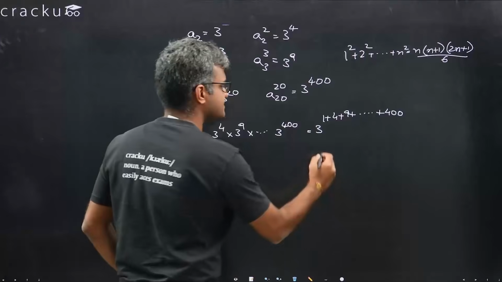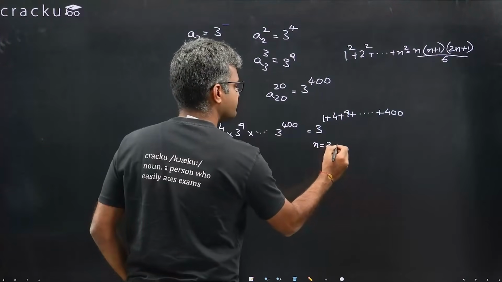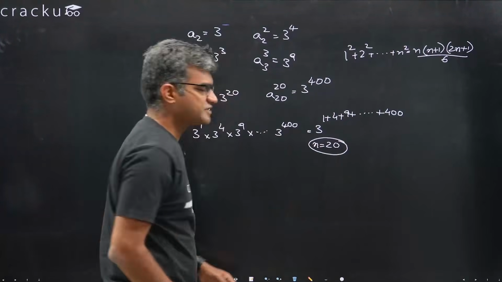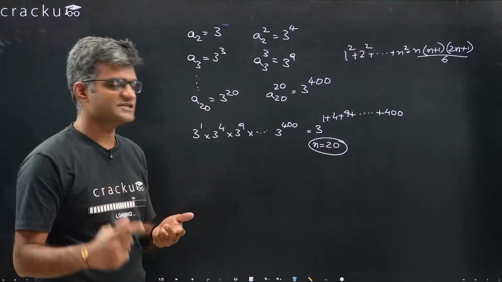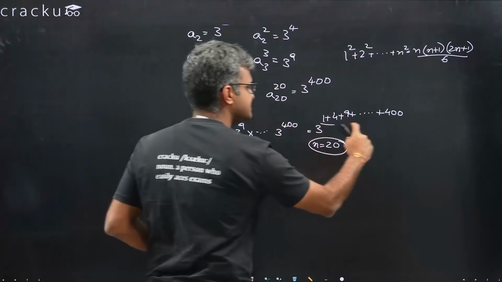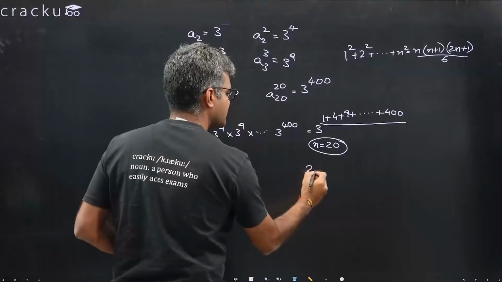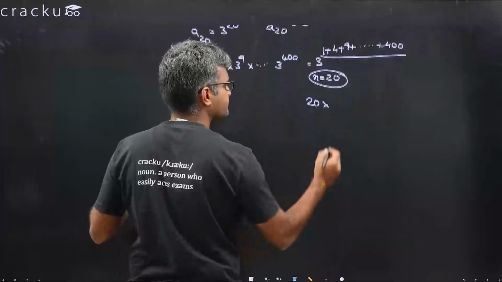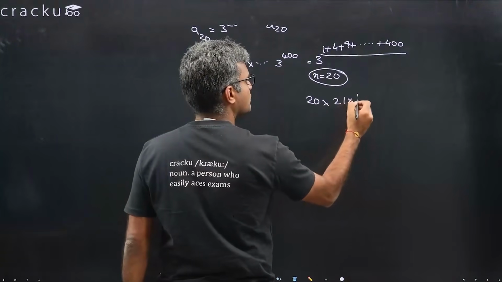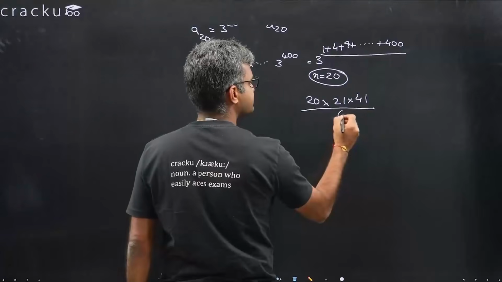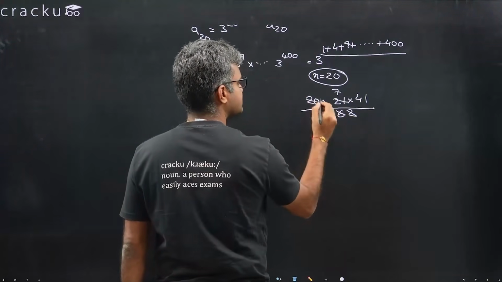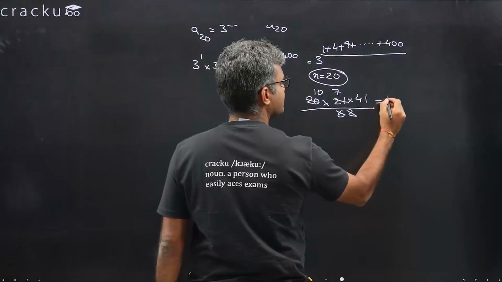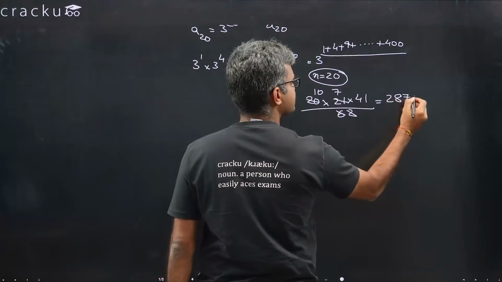In this particular case, the value of n is 20. Because we are asked to calculate the sum of 1 square plus 2 square plus 3 square plus dot dot dot till 20 square. So this sum will be equal to 20 into 21 into 41 divided by 6. 21 divided by 3 is 7, this is 2, this is 10. This will become equal to 2870.